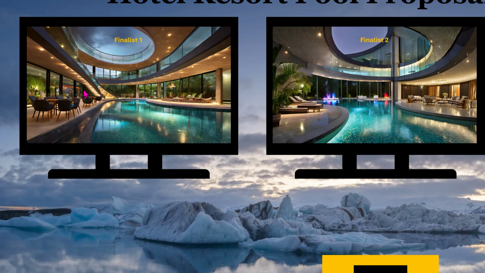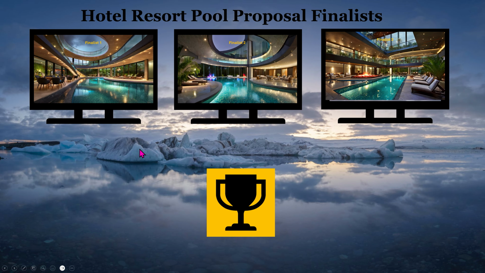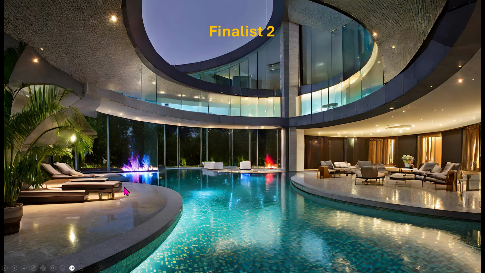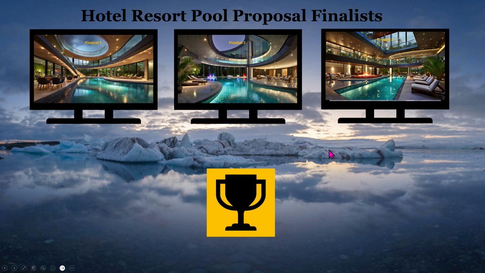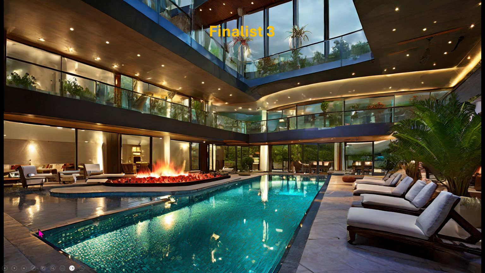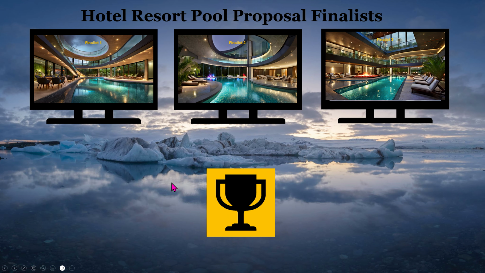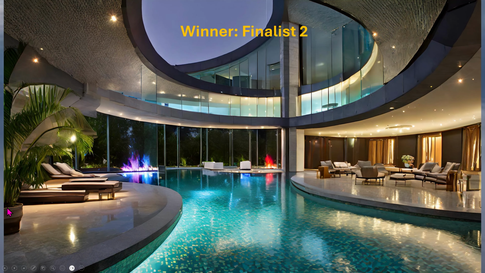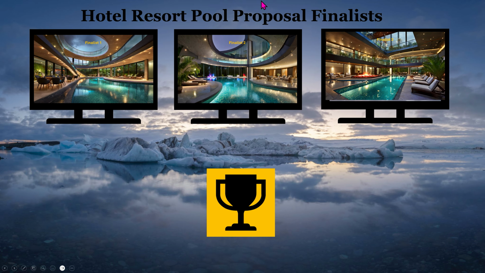In this last version of a Prezi presentation, we click on finalist 1, and then we get details for finalist 1. It then goes back to the main slide. We then click on finalist 2, and then we get details about finalist 2. Then it goes back to the main slide. We click on finalist 3, and then we get details about finalist 3. Then it goes back to the main slide. And then when we click on the trophy, we get the winner, finalist 2, for the grand reveal, and also details about finalist 2.